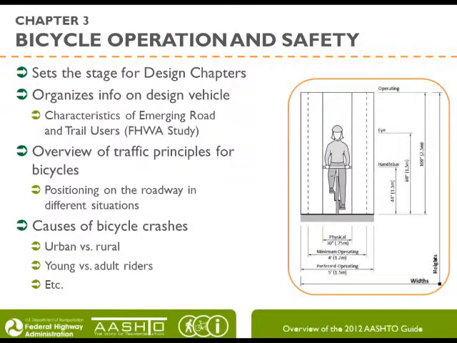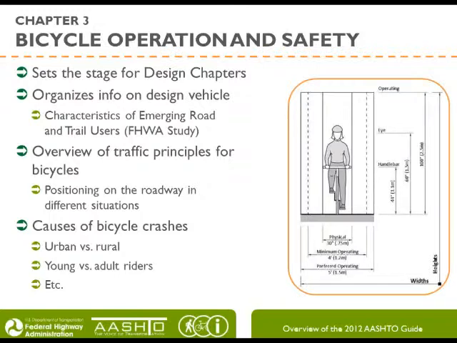Chapter 3, bicycle operation and safety. This is a new chapter, and it's really important because it really sets the stage for the design in the subsequent chapters. And a couple things that I think are important worth noting in this chapter. One is that it provides information on the design vehicle. And you see the image on the right of your screen there. That's, of course, the typical design vehicle for a bicycle, but it also looks at characteristics of other types of bicycles that might be on the street or on the trail system.